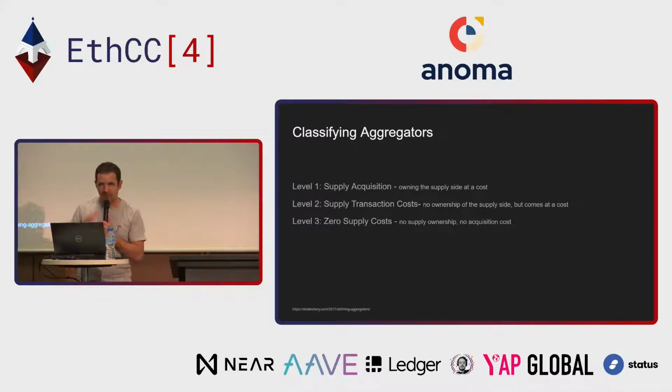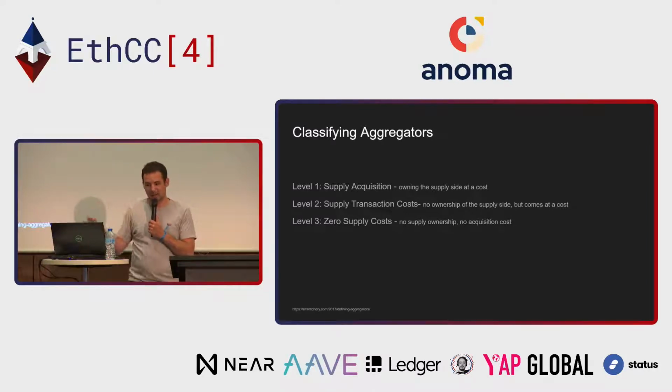We have something close by, level 2, where there is no real ownership of the supply, but it comes at a cost. For instance, Uber: they have drivers.